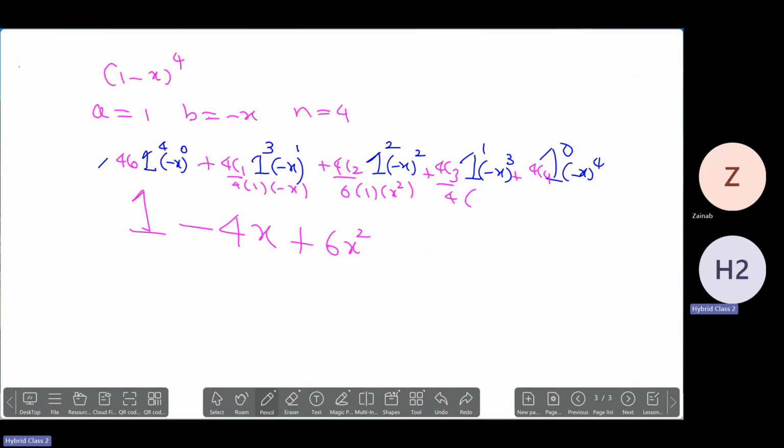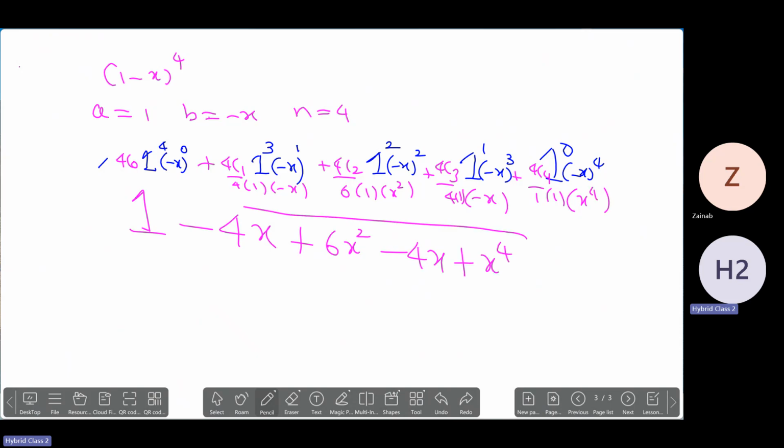And my 1 to the power 1 is 1. Minus x to the power 3. Whenever it is an odd power, the minus remains. So minus 4x cubed. Last one, 4C4 value is 1. 1 to the power 0 is 1. Minus x to the power 4 becomes positive, x power 4. So the answer is x power 4.